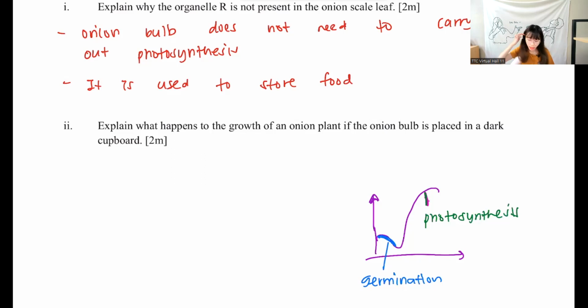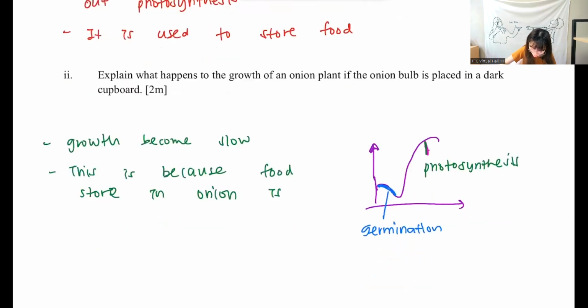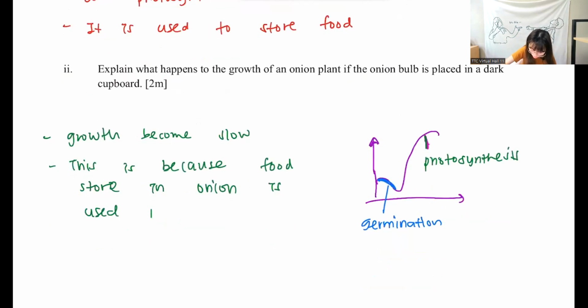So in a sentence, we can write that the growth becomes slow. This is because the food stored in the onion is used to carry out germination.